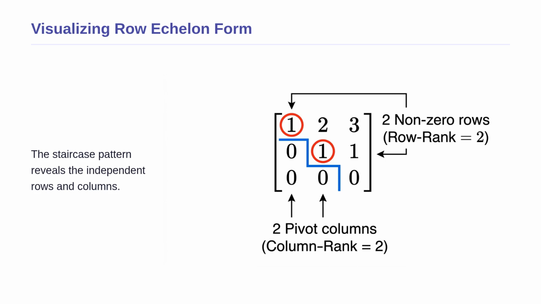Let us look at a visual representation of the simplified matrix we just found. On the screen, you can see the matrix in row echelon form. Notice the staircase pattern highlighted. The non-zero rows are clearly marked, showing a row rank of 2. The leading non-zero entries, circled in red, are our pivots. They sit in the first 2 columns, visually confirming that our column rank is also 2. This diagram perfectly illustrates how the staircase shape reveals the independent components.